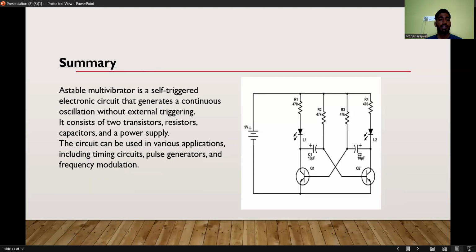Next, summary. An astable multivibrator is a self-regulated electronic circuit that generates a continuous oscillation without external triggering. It consists of two transistors, resistors, capacitors, and a power supply. The circuit can be used in applications including timer circuits, pulse generation, and frequency modulation.